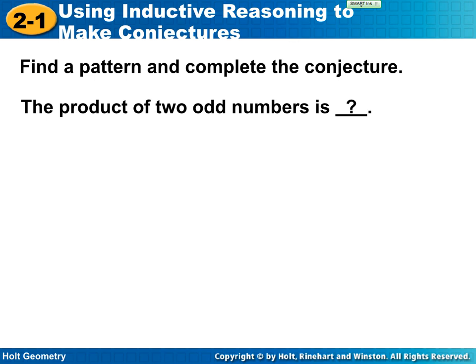How did you fill in the conjecture there? Are you still on the same one? We're doing the product of two odd numbers. Okay, so how can we fill in the blank in order to describe those? Dalton?